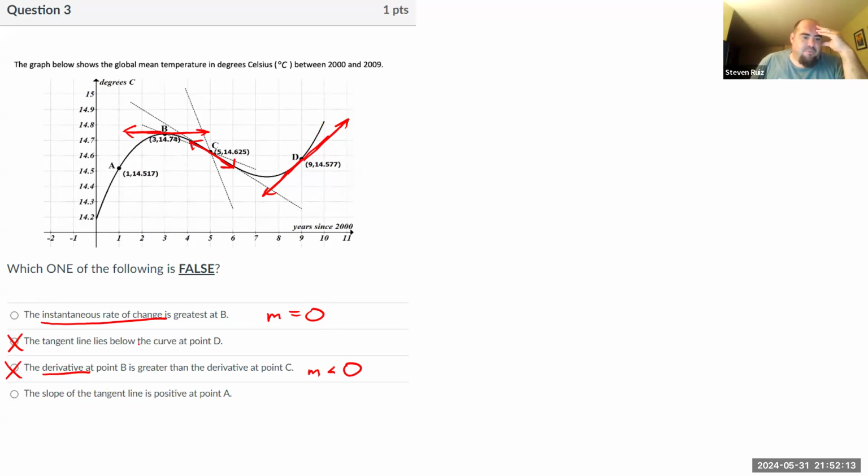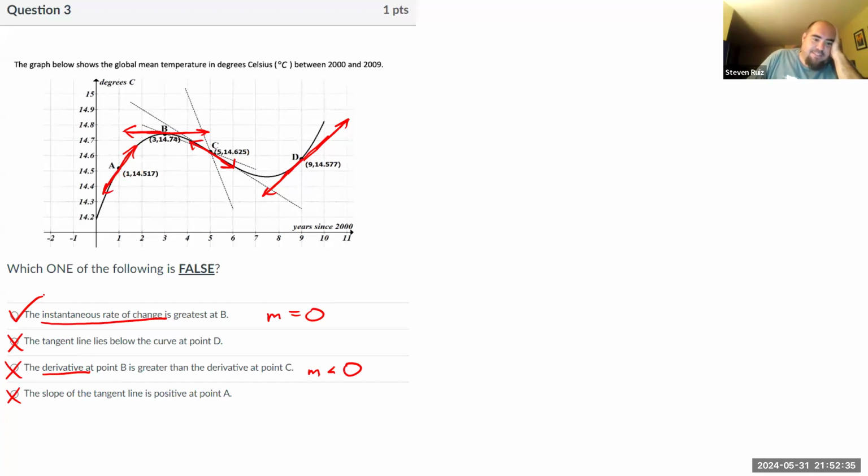And finally, the slope of the tangent line is positive at point A. So let's look at point A. If I were to draw a tangent line, I believe that would be positive. So I'm going to eliminate that choice. So it looks like the first option is correct. So the instantaneous rate of change is greatest at B.